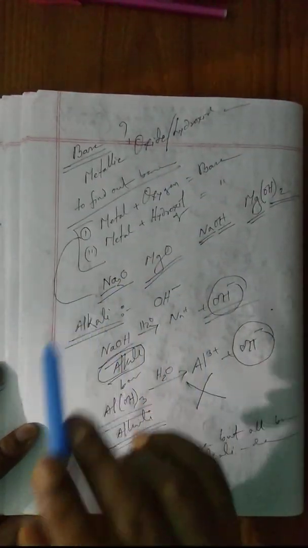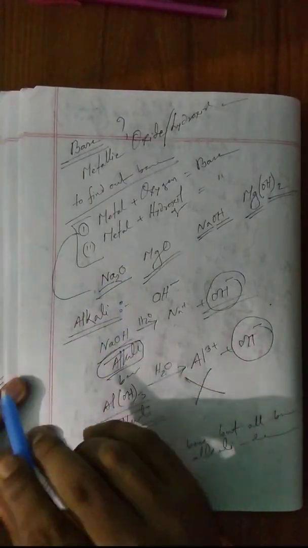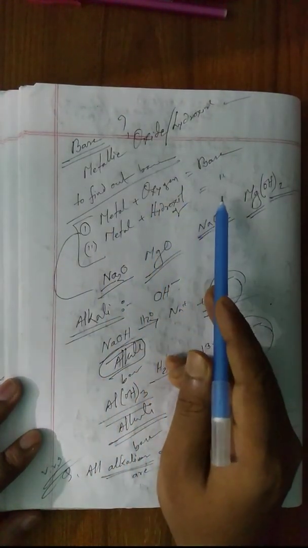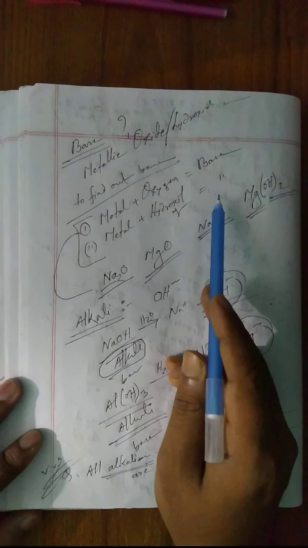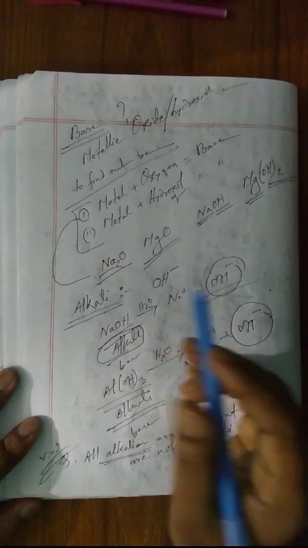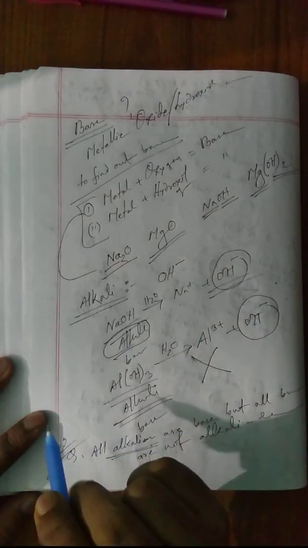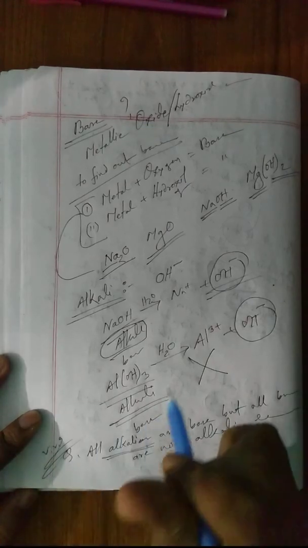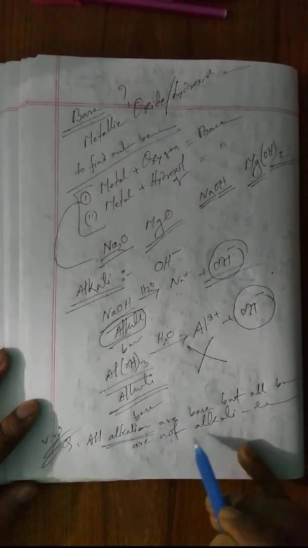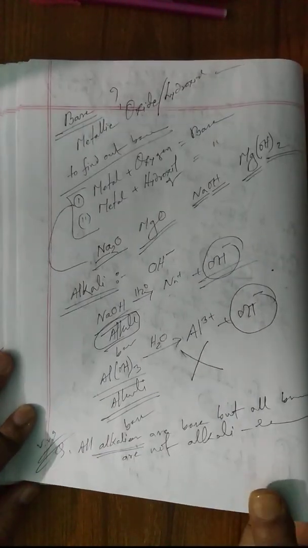Next term, base: metallic oxide or hydroxide. Rules: metal plus oxygen is base, metal plus hydroxyl is base. For example, Na2O, MgO, etc. Alkali, the base that can produce OH ion in aqueous solution is known as alkali. And there is a question: all alkalis are base, but all bases are not alkali. Explain. This is very important for you.